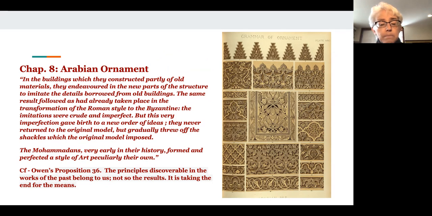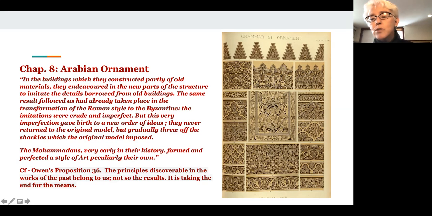But this very imperfection gave birth to a new order of ideas. They never returned to the original model, but gradually threw off the shackles which the original model imposed. The Mohammedans, a very 19th century term, very early in their history formed and perfected a style of art peculiarly their own. And this ties, I think, to Proposition 36, that the principles discoverable in the works of the past belong to us. Not so the results. It is taking the end for the means.